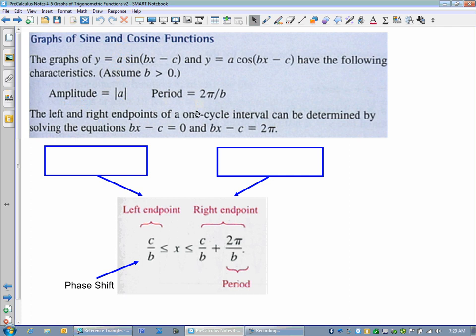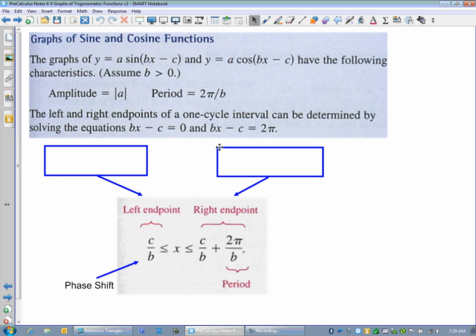The period is the distance from the left endpoint to the right endpoint. It's the length of the cycle. And you can get that by thinking of the transformations. The period of sine and cosine is both 2 pi for the parent function. But if we multiply inside, we're actually compressing it. So that's why you see the division here. That would be our transformation. So 2 pi divided by whatever the coefficient of x is, that's going to be your period.